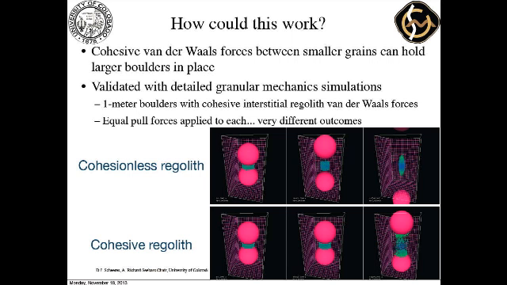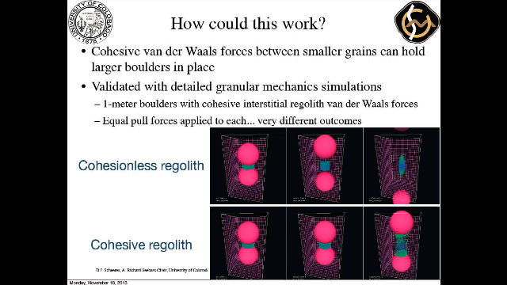So here we just have 1 meter boulders with cohesive interstitial regolith van der Waals forces. We have centimeter-sized grains here, and we're just giving them the cohesive properties of lunar regolith, which we think is a reasonable analog. If it's cohesionless, if you pull these two apart equal to just their gravitational attraction, they separate and the grains stay in place. This would be a cohesionless rubble pile. But even for the regolith property of lunar regolith, when we pull these two apart, if this regolith is cohesive, we see that we have to pull over twice as hard to get them apart, indicating strength.